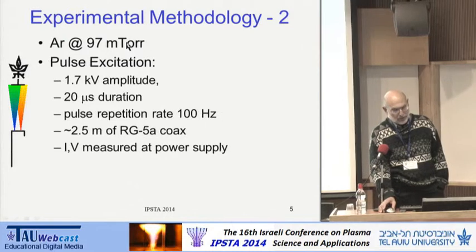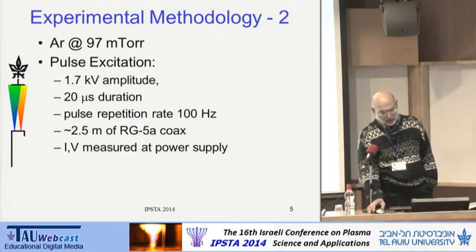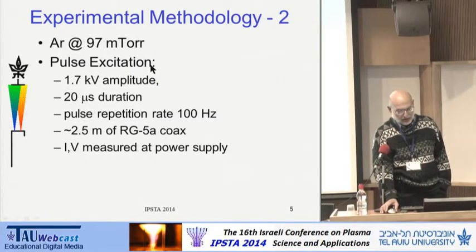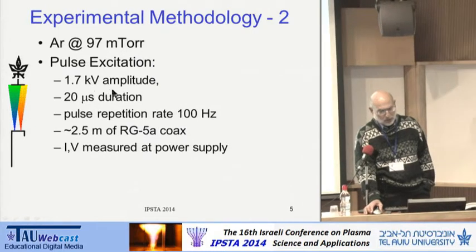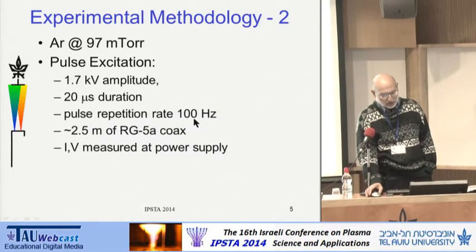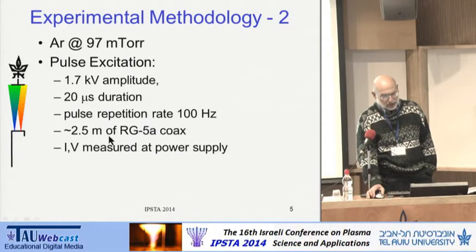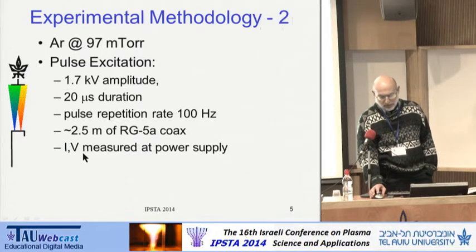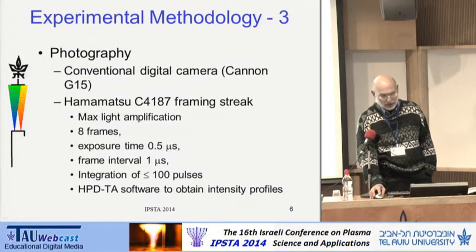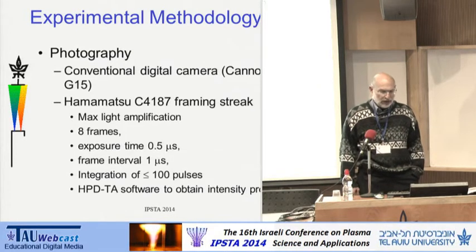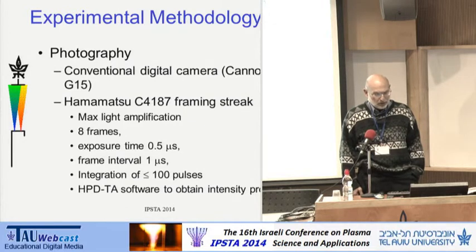To study the formation of the sheath, we used an argon gas at 97 millitorr, and the plasma was excited with 1.7 kilovolt pulses, 20 microsecond duration, at a pulse repetition rate of 100 hertz, and this was applied through 2.5 meters of coaxial cable. We measured the current and voltage waveforms at the power supply, in other words, before the cable. And we photographed the discharge using a conventional digital camera, and then a high-speed framing or streak camera that we operated in the framing mode by Hamamatsu.